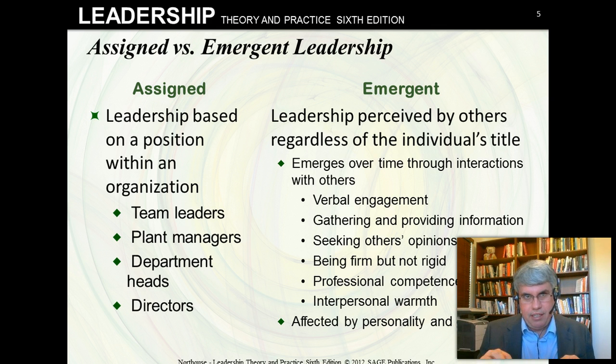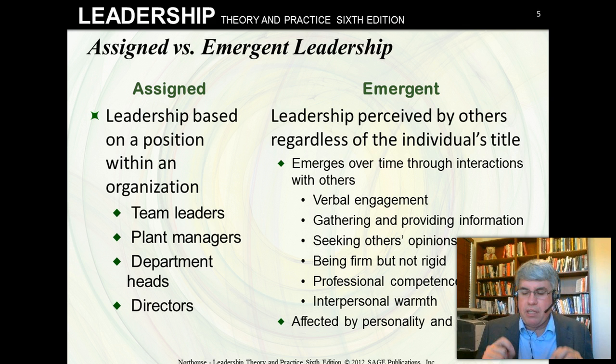It emerges naturally based on what the leader does in the given context with the followers. So it emerges over time as the leader interacts with other people, and this might involve verbal engagement, getting involved in somebody's life, gathering and providing information that's useful so that everybody can do their job, seeking others' opinions, showing them that they're valuable, showing that they care and that they can contribute to the organization.